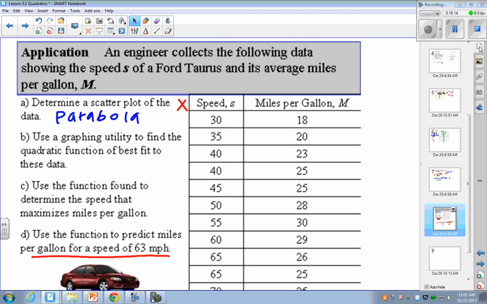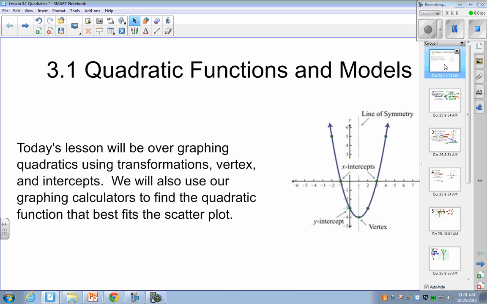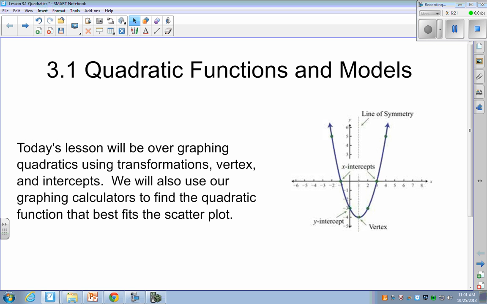Okay, and so that's how we work with scatter plots and using quadratics to find the function of best fit. So in today's video, going back to the original slide, today's lesson we went over how to graph quadratics using transformations as one option or finding the vertex and the intercepts as the other option. And then at the end we used our graphing calculators in order to find the best function to fit a scatter plot.